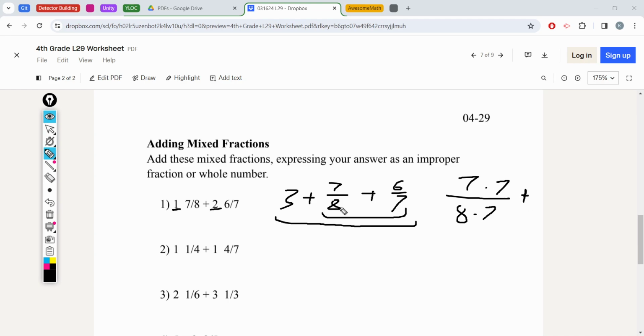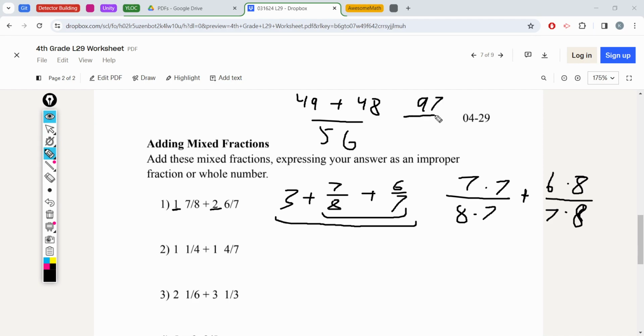So we multiply the 1 that's divided by 8 by 7 on top and bottom, and the 1 divided by 7 by 8 on top and bottom. So overall we get 56 at the bottom denominator, and then 7 times 7 is 49, plus 6 times 8 is 48. And we add those together, and then we'll get 97/56.